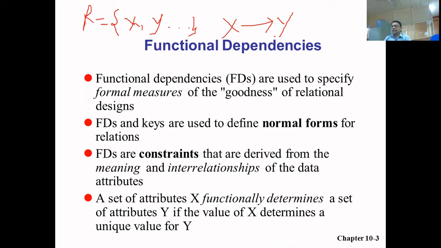So we say that a set of attributes X, it may be one attribute or more than one attribute, functionally determines a set of attributes Y if the value of X determines the unique value of Y. That means if I know the SSN of an employee, that is the employee ID, I can determine his employee name, date of birth, age, salary, and the rest of the details. If I know the USN, I can determine the details of the students.